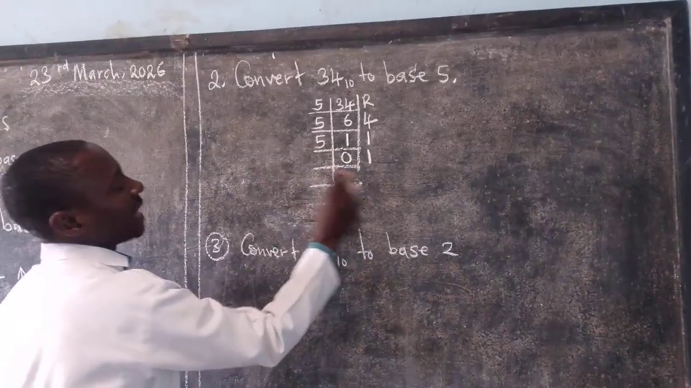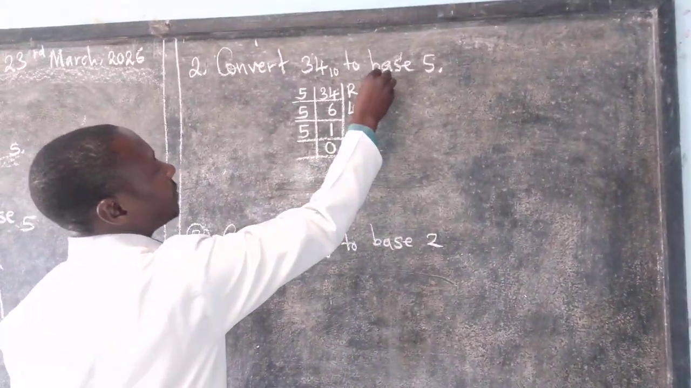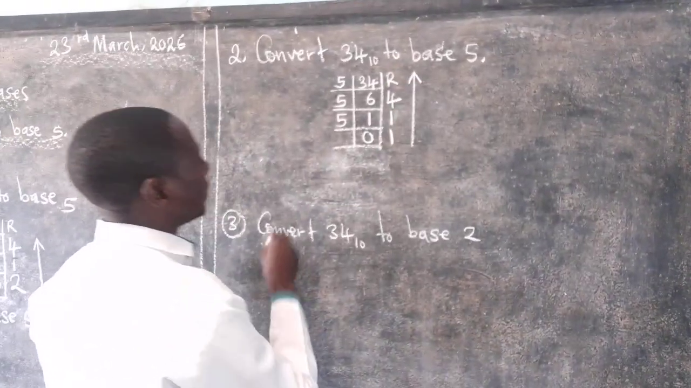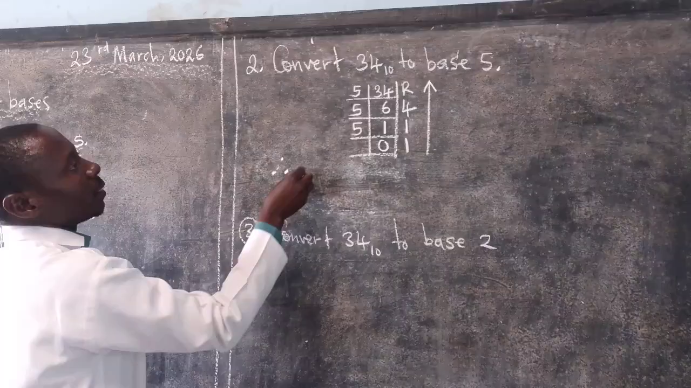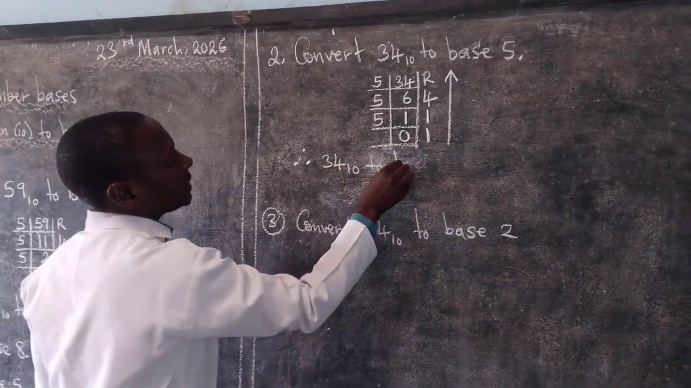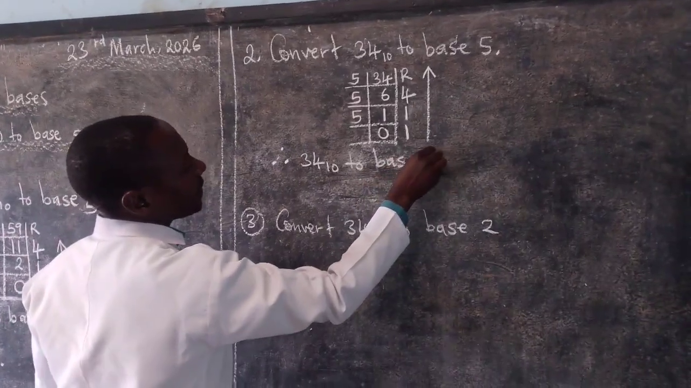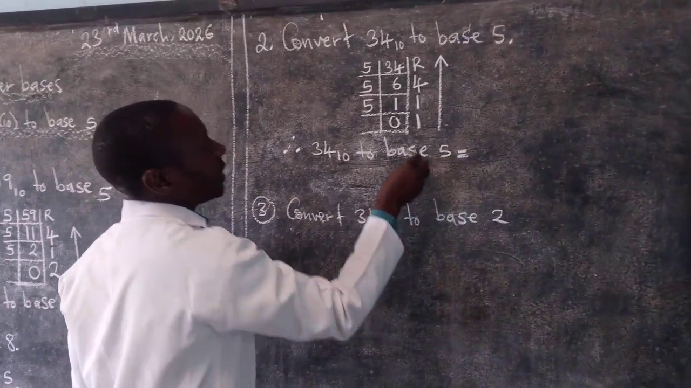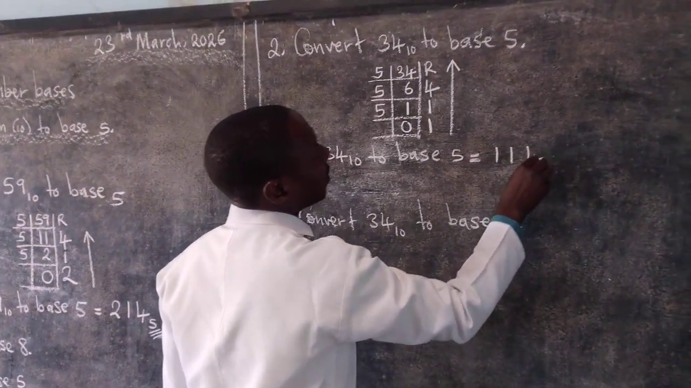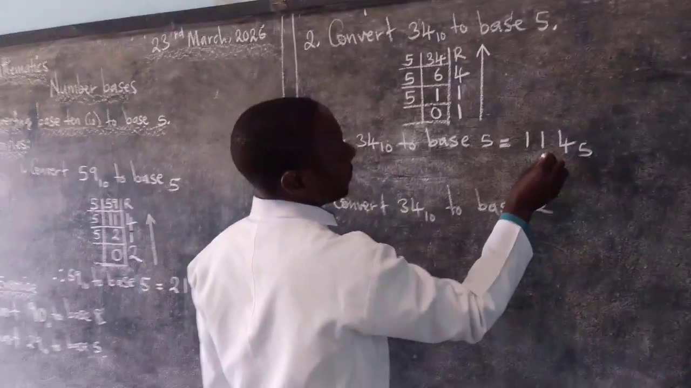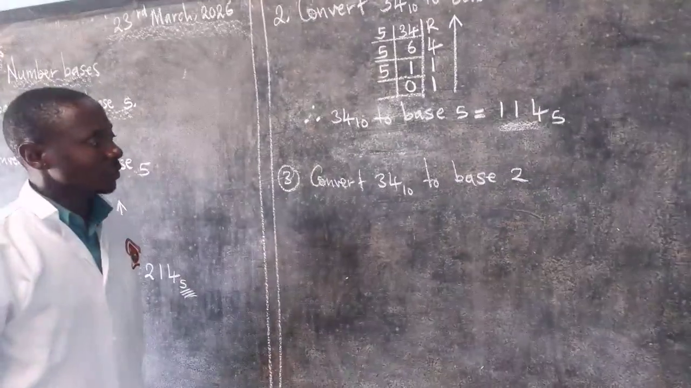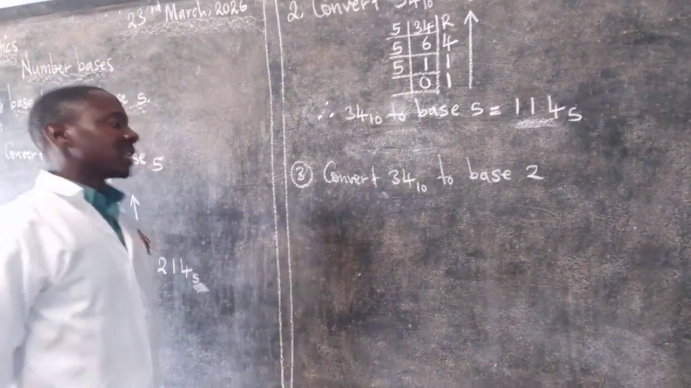Then when you reach there, you are done. Lastly, draw a line. Then say, therefore, 34, which is in base 10, to a base 5 number, the answer will be 1, 1, 4, which is in base 5. This is the final answer. Is that difficult? Let's go to question 3.